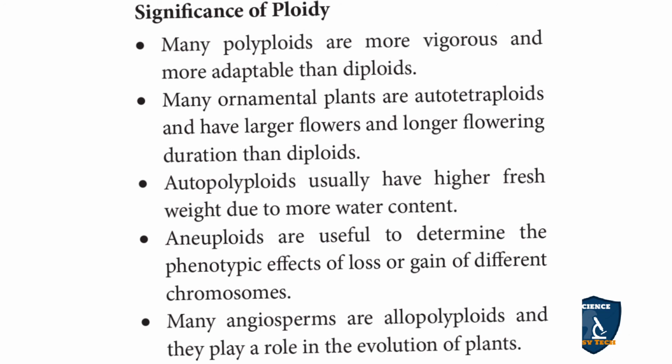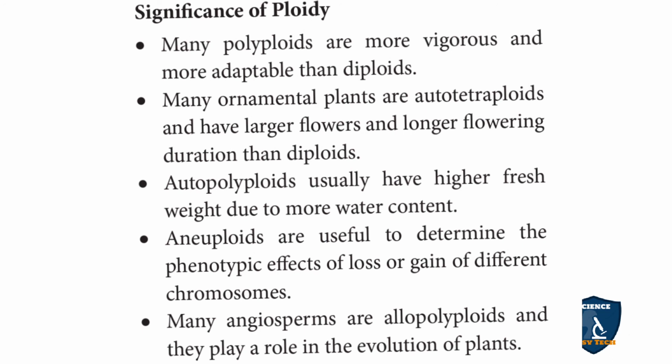And autopolyploids have high fresh weight and water content. If you are plucking autopolyploid vegetables, they give high weight and watery content, and it gives profit to the farmer.